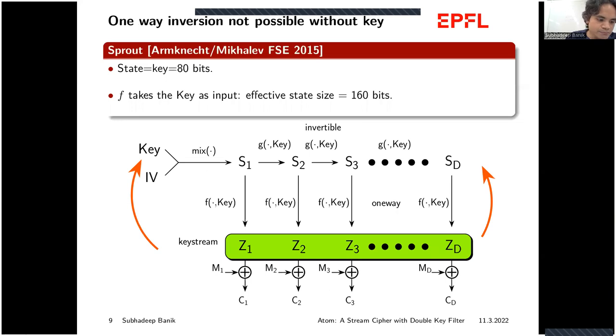So the main idea behind Sprout was to make the state update function G such that any function F mapping the internal state to the key stream vector also required the secret key as input. And so it would not be possible to construct a function F that maps state to key stream without the input of this extra information, which is the secret key. Now this made the effective state size of the cipher around 160 bits, which was of course twice the size of the key, and therefore a generic TMD attack like the ones described by Biryukov and Shamir can be avoided.